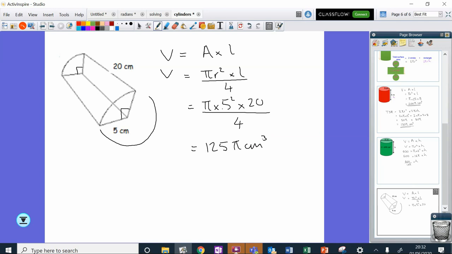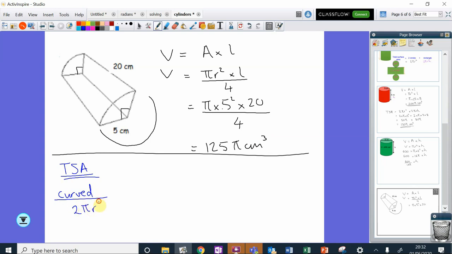Now let's do the total surface area. This is going to be a little bit harder. Okay, so I'm just going to look at the curved surface first. So the curved surface area is 2 pi rh, but we've only got a quarter of that now. So we've got 2 times pi times 5 times the height, which is 20, and we're going to divide all of that by 4. Okay, I'm going to do 20 divided by 4 is 5, 25, 50. So this is 50 pi centimeters squared.